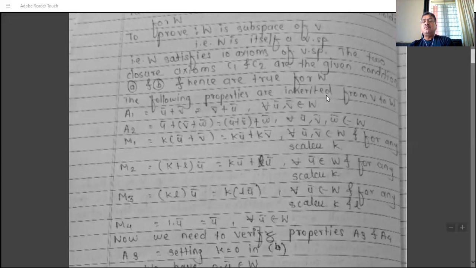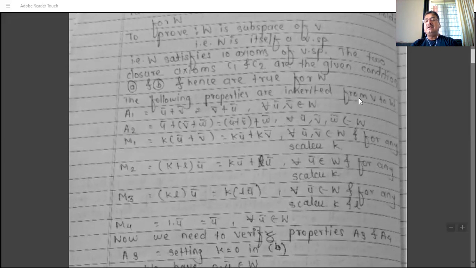These properties are true for the elements of W as they are elements of V, and V is a vector space. That's why all the elements of vector space V satisfy the 10 properties. And so these properties, what are they? A1, A2, M1, M2, M3, M4. These properties are inherited from V to W, because these A1, A2, M1, M2, M3, M4 are inherited properties.